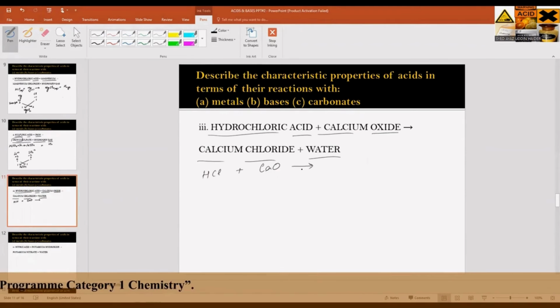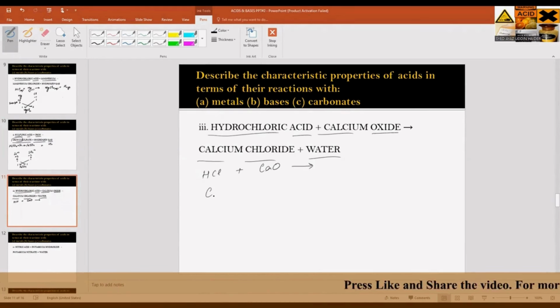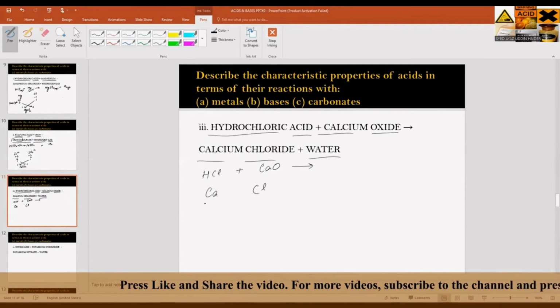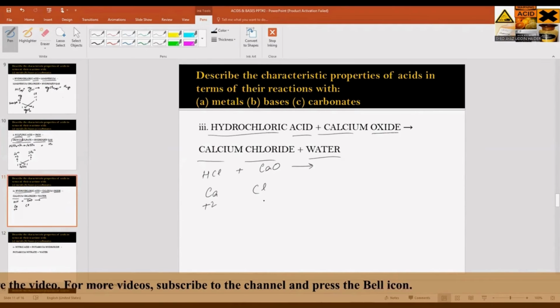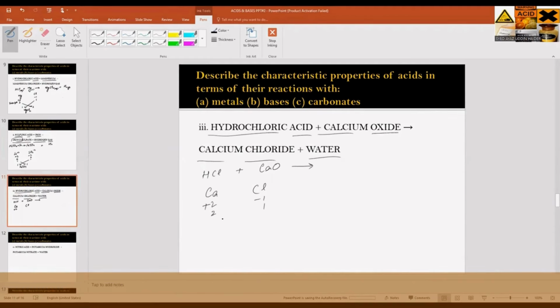Now predicting the formula, that is the compound formed between calcium and chlorine. Calcium belongs to group 2, so it must carry +2 charge, chlorine -1. Ignoring their charges, these numbers, which are subscripts, will be exchanged. You will get CaCl2. So the product will be CaCl2. The other product is water. Note one thing, I am not balancing these equations.